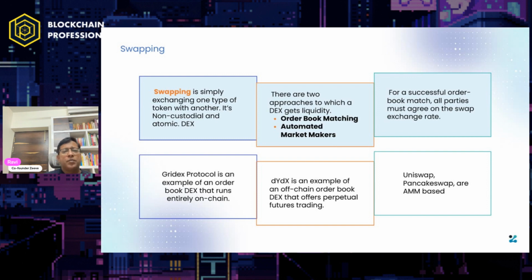In order book matching, there are buy orders and sell orders, and they are matched with each other. The challenge with order book matching is that it's not 24/7, because you may want to buy something but there's no seller at that point of time, or there is a seller but you're not able to achieve a price point where you both agree to execute the transaction. There are a few platforms, like Gridex, which runs an order book based decentralized exchange entirely on chain, and dYdX is an example of an off-chain order book DEX.